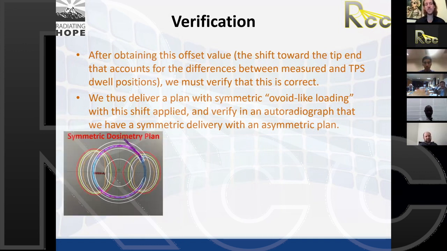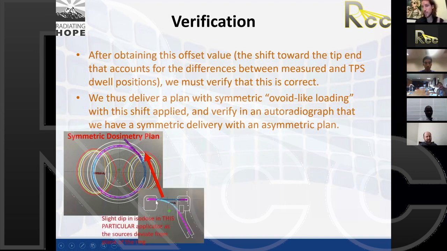So here's our symmetric dosimetry plan. And I've got the applicator reconstructed properly here, the arrow being the first reconstruction point at the tip at this end of the internal lumen. Note that in this particular applicator, we have a slight dip in the isodose lines, and that's just because on this particular applicator, maybe not yours, dwell positions are actually exiting this plane. Okay, so that's why it looks a little bit weird on my system.